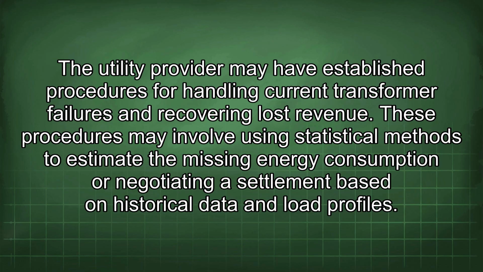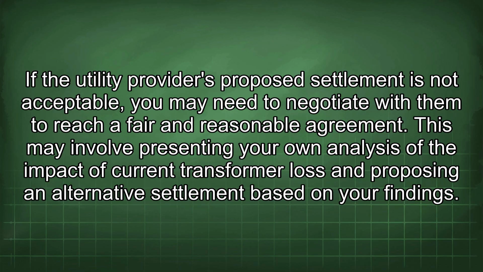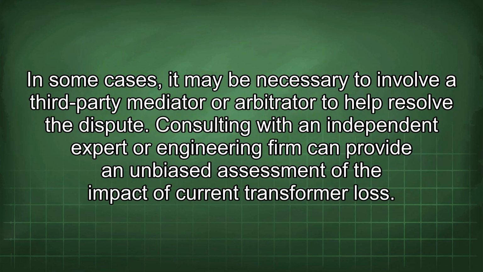These procedures may involve using statistical methods to estimate the missing energy consumption or negotiating a settlement based on historical data and load profiles. If the utility provider's proposed settlement is not acceptable, you may need to negotiate with them to reach a fair and reasonable agreement. This may involve presenting your own analysis of the impact of current transformer loss and proposing an alternative settlement based on your findings. In some cases, it may be necessary to involve a third-party mediator or arbitrator to help resolve the dispute.